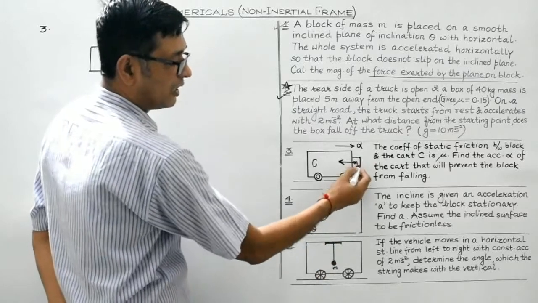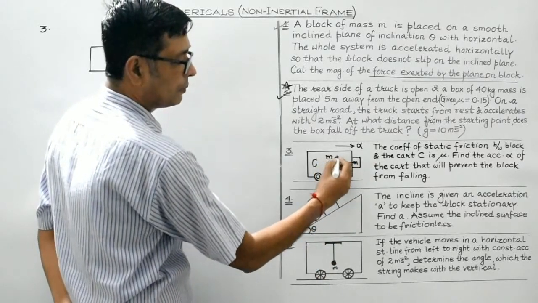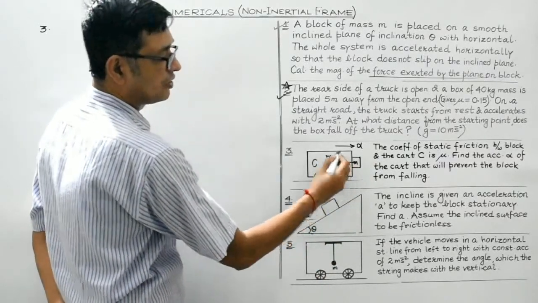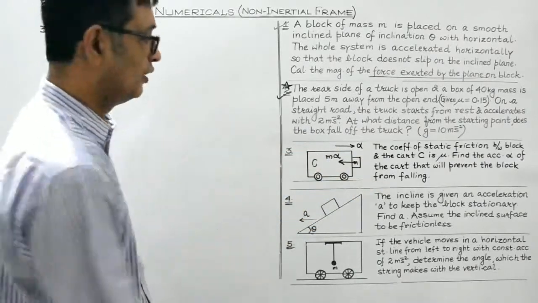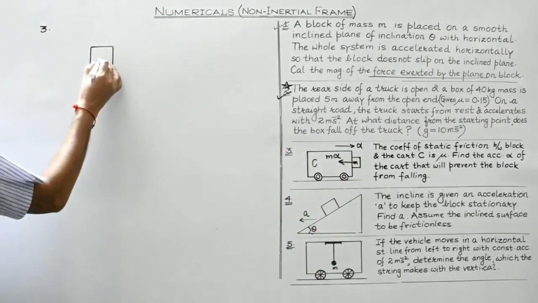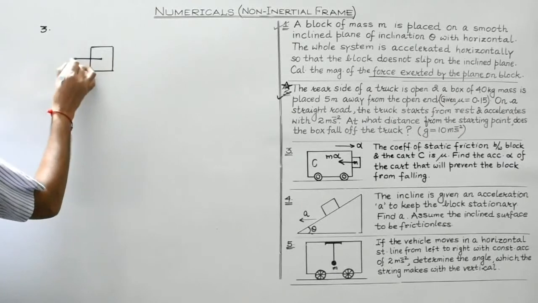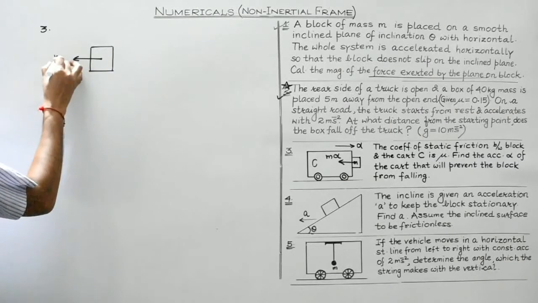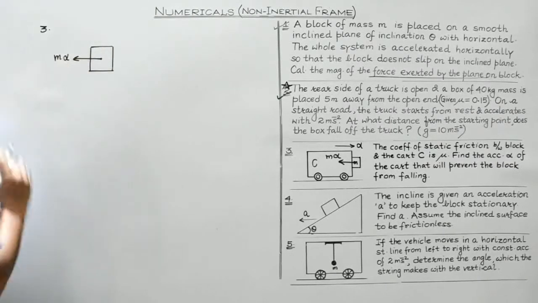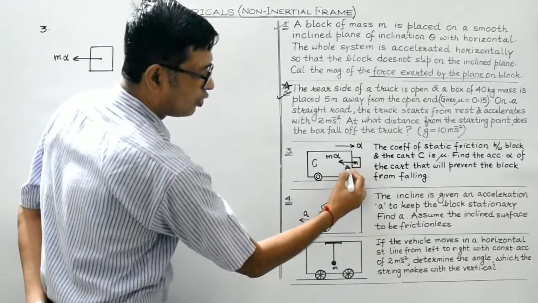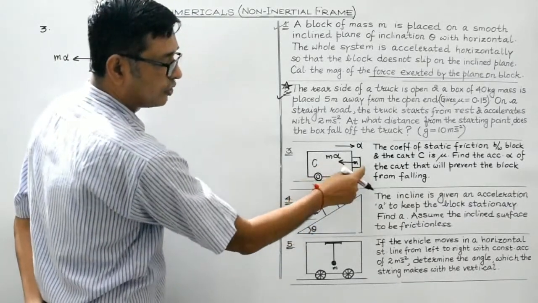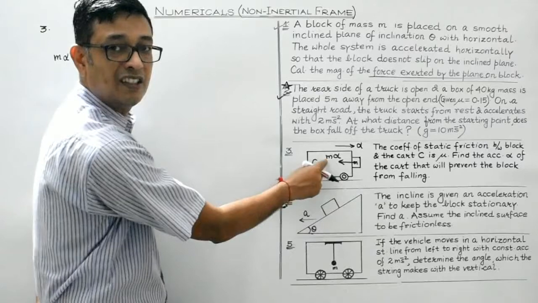And what is the magnitude of that force? Mass of the block multiplied by the acceleration with which the system is accelerating. So this is the force, M alpha. Now this is in contact with this. M alpha is the force exerted by the block on the cart.